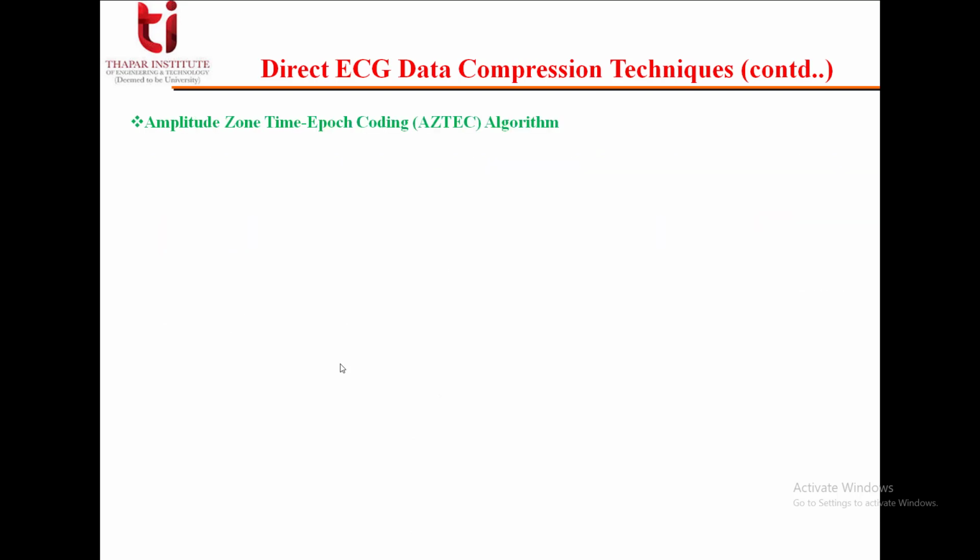Now the next algorithm is the amplitude zone time epoch coding, that is the AZTEC algorithm.